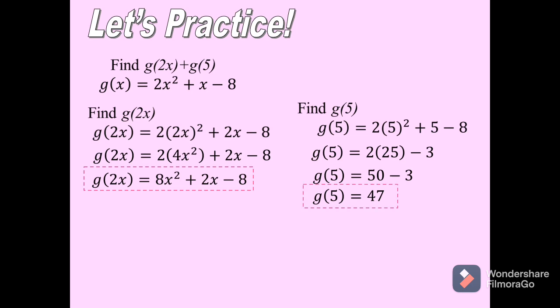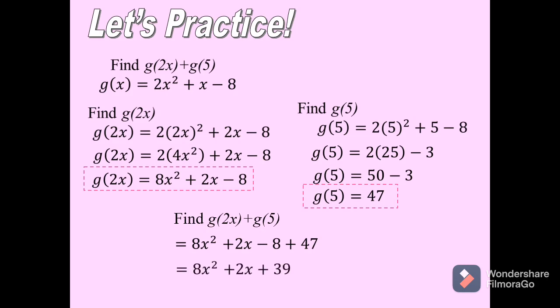Since we already get g of 2x and g of 5, we can now solve for g of 2x plus g of 5. So, we have 8x squared plus 2x minus 8 plus 47. Then, solve for this one by finding the common term. The common term here is negative 8 plus 47, and that is 8x squared plus 2x plus 39. So, that will be our final answer.